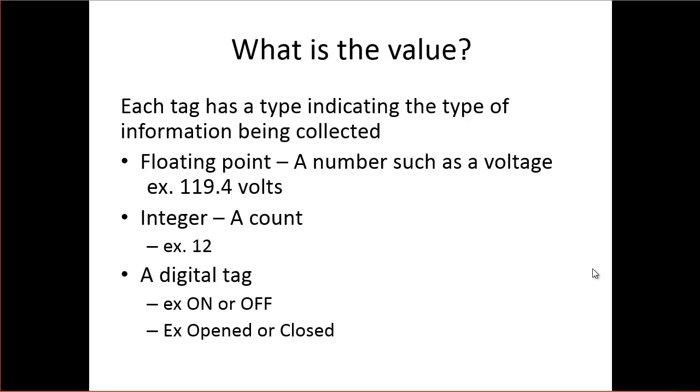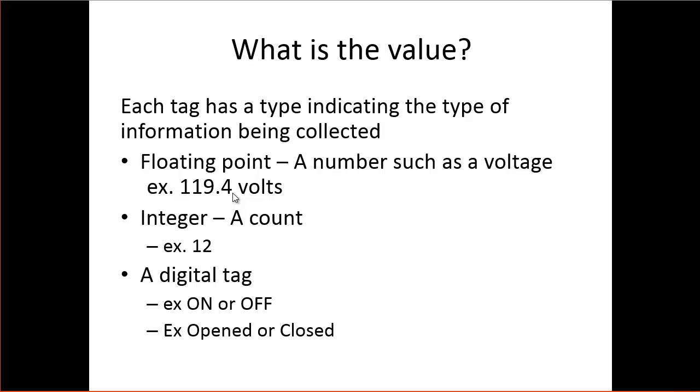What is this value? Well, there's different types of tags, right? Some of them are floating point numbers, meaning that it's a real number, like a value that you're reading from an instrument. An example of a floating point value would be 119.4 volts. But you also might have tags that are integers. So maybe you've got a piece of equipment, maybe it's an electric breaker, and you want to count how many times that breaker's been opened. And so you might have an integer tag that's the number of times that breaker's been opened. You might also have a digital tag, so whether that breaker is opened or closed, or whether a motor is on or off, those would represent digital tags.